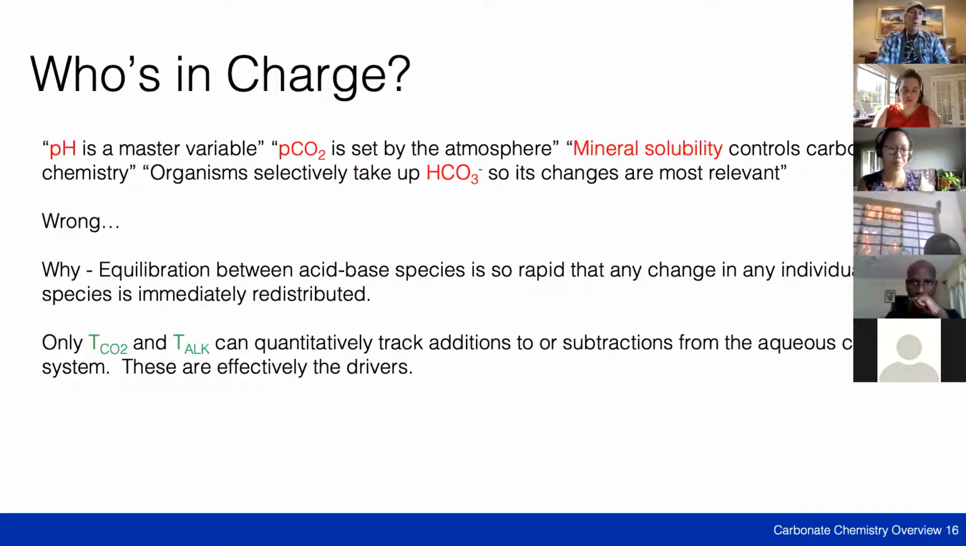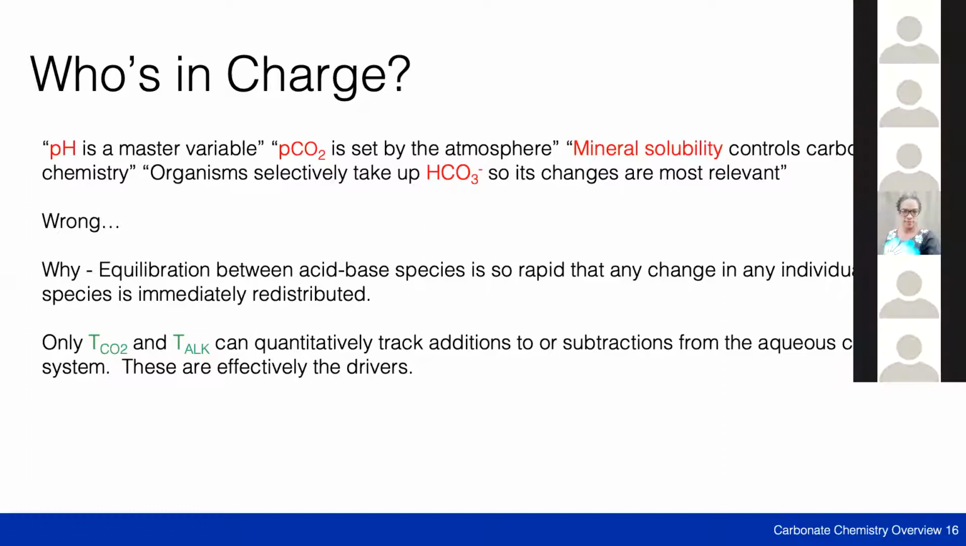So we've often heard terms like pH is a master variable, or that the pCO2 of the water is in equilibrium with the atmosphere, or that mineral solubility will determine the carbonate chemistry, and many of these things are wrong in the real ocean. It turns out that pH really doesn't control CO2 chemistry. CO2 chemistry controls pH.